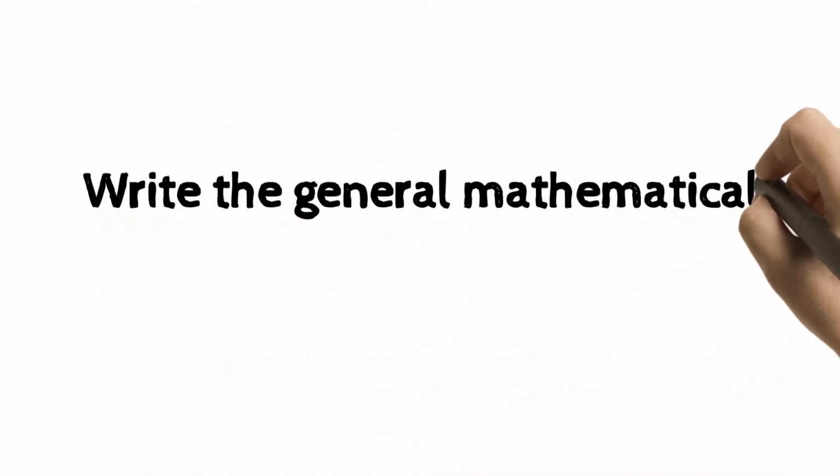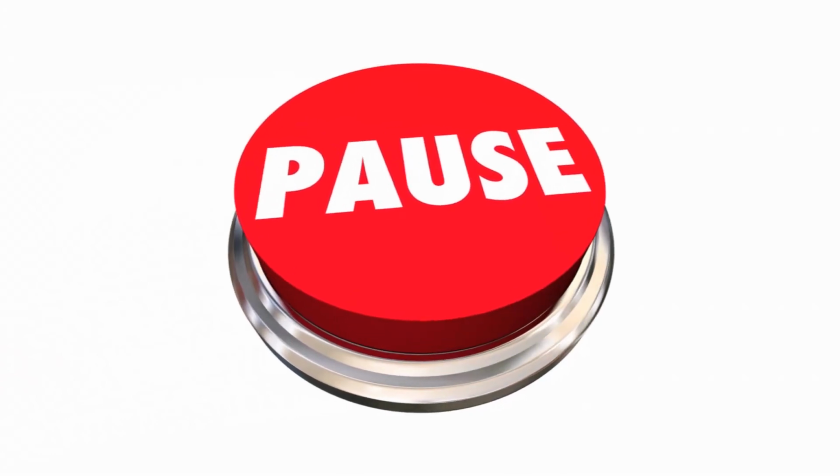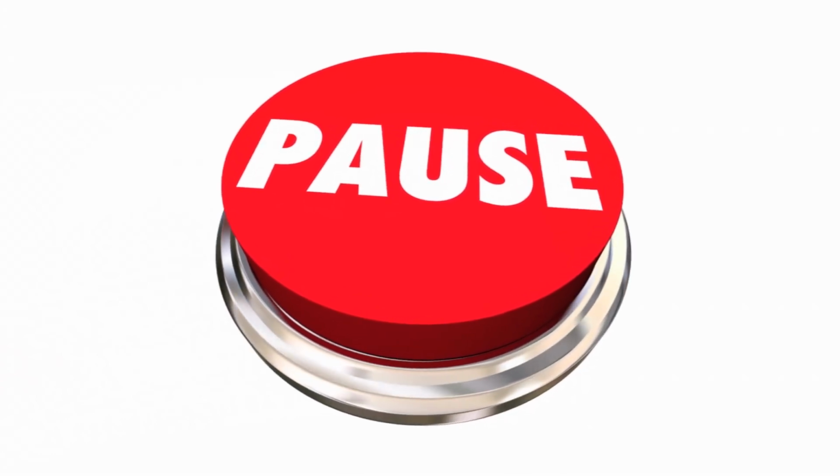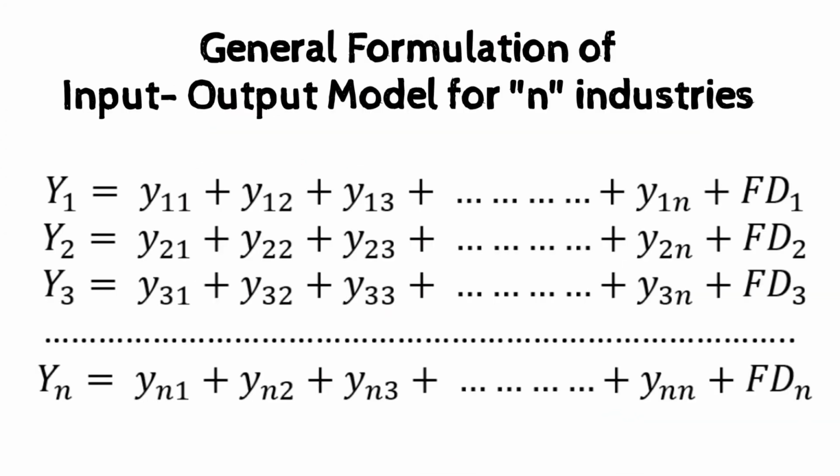Can you write the general mathematical formulation for n industries? You have just seen how the interdependence of industries in an economy has been expressed in a mathematical form. This is the beauty of mathematics. This is how mathematics makes the study of economics easy to understand and interpret.